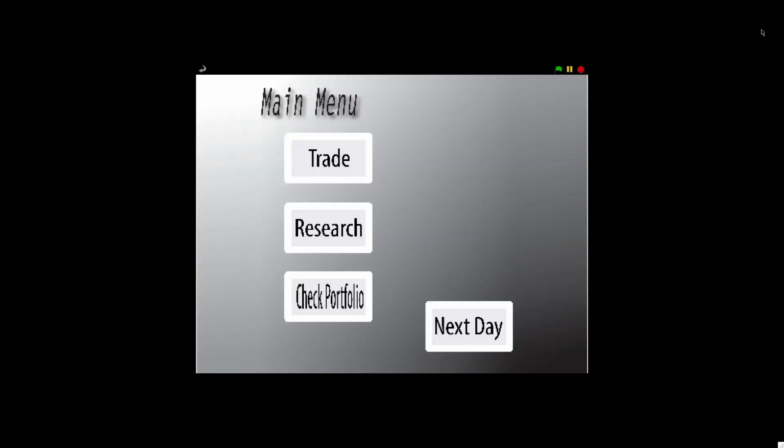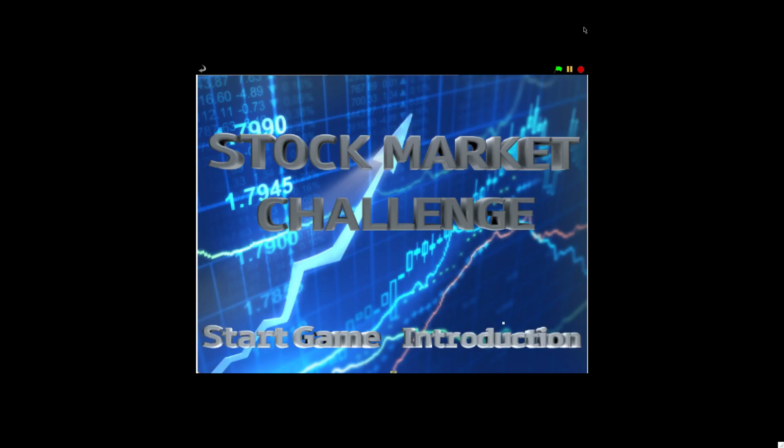To play, you start off by pressing the green flag, and it brings you to an intro page which says Stock Market Challenge. You have two options: you can either start the game or go to an introduction. In the introduction, it gives you information about the stock market and base level information that would help you play the game, like what it means to buy, what it means to sell, and about the stocks in general, along with information about what's on the portfolio page and general instructions for our game. Since I'm walking this through, we're just going to start the game.